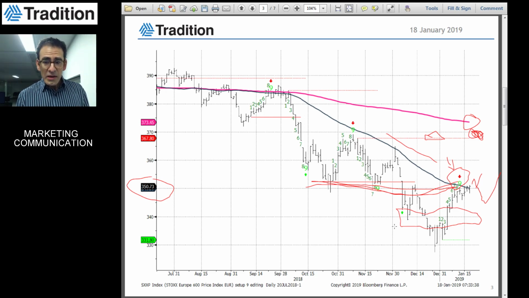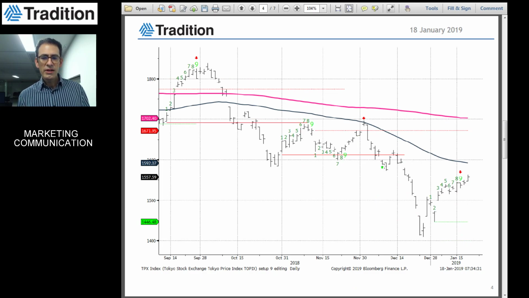So you can see that. The Stoxx 600 could possibly build a kind of reverse head and shoulders. So we are due to build the right shoulder within the next week or two. This is the most likely scenario, I would say.